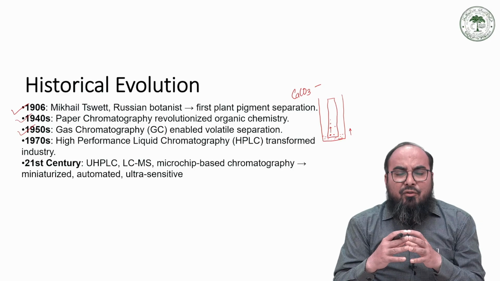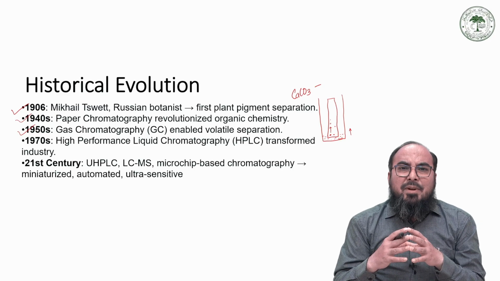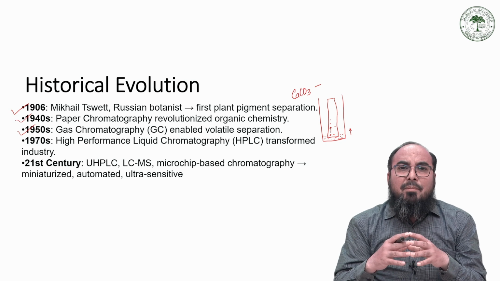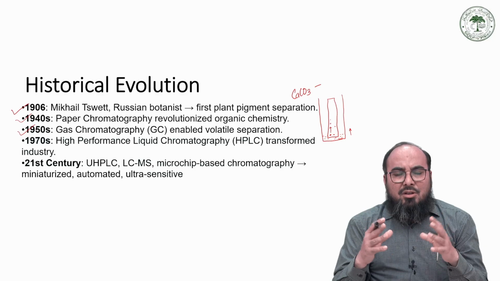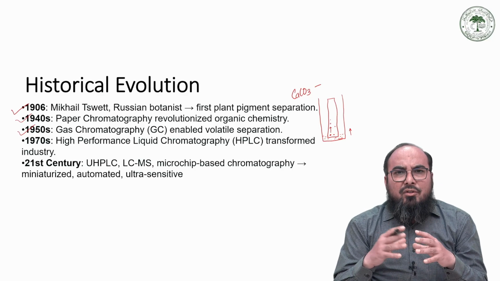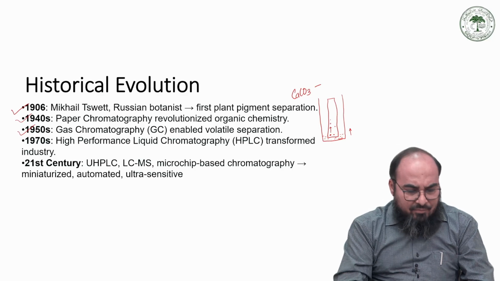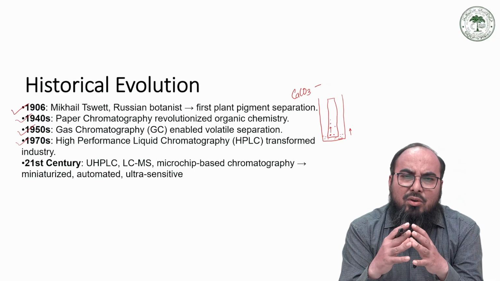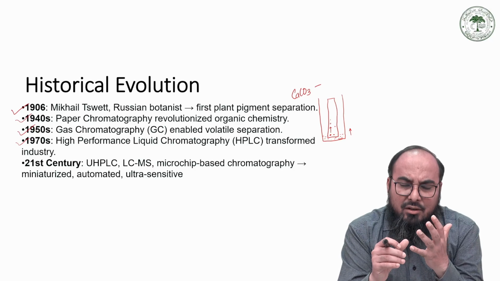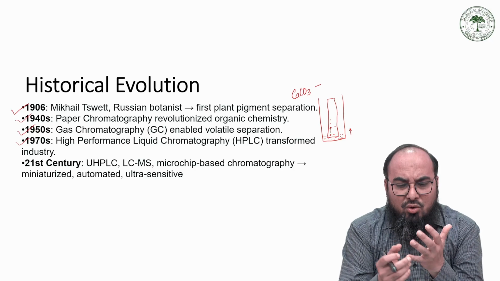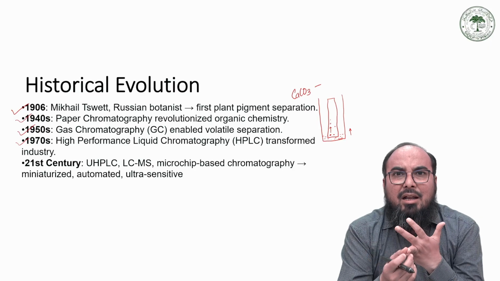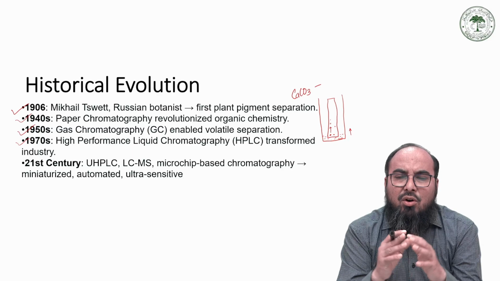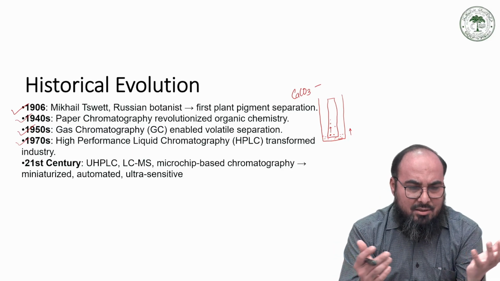Then comes high performance liquid chromatography, or HPLC. Sometimes it is also called high pressure liquid chromatography, because here the pressure you need is very high. Sometimes you need a pressure of, suppose, 5000 psi. This technique was versatile in that you can use HPLC to separate non-volatile compounds also. You can separate thermally labile compounds by using HPLC. So HPLC has changed the whole scenario of separation science.